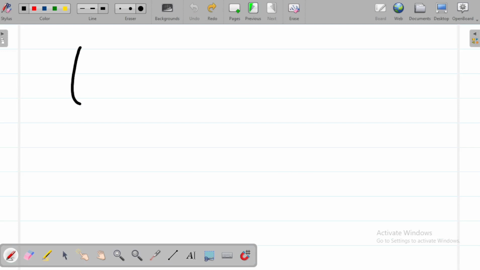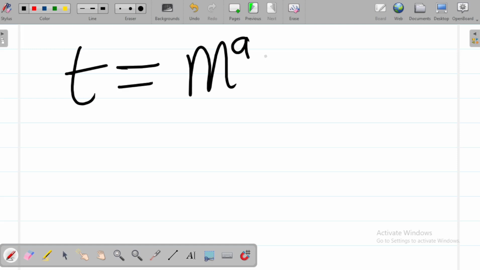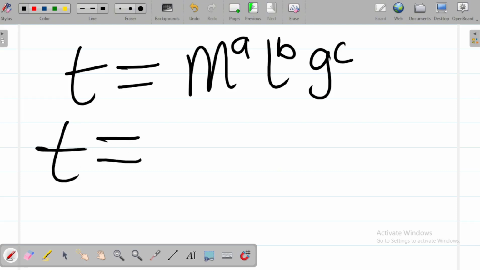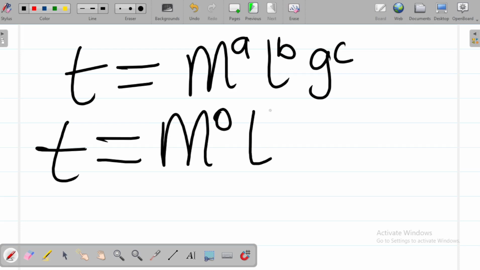Alright, remember that t is equal to m raised to power a multiplied by l raised to power b multiplied by g raised to power c. Remember that this is equation 1. So if we substitute the values of a, b, c, it would give us t equal to m raised to power 0 multiplied by l raised to power 1 all over 2, and then g raised to power negative 1 all over 2.